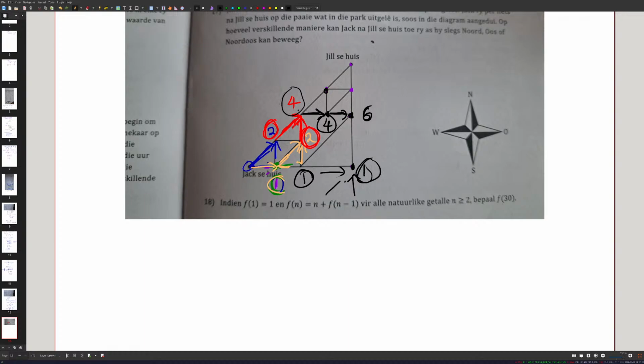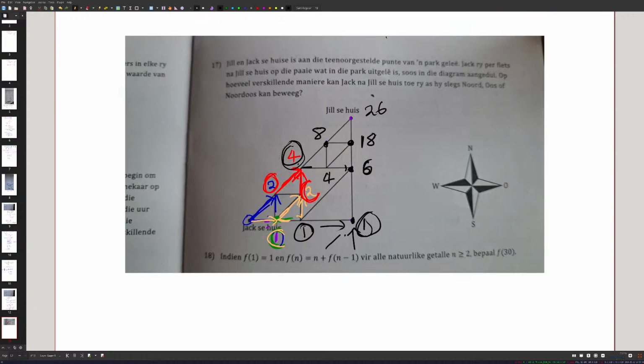For this one, it's the 4 plus 4. For this one, there's 6 plus 4 plus 8 is 18. And for this one, there's 26. And so there's 26 ways for Jack to get to Jill's house. Although why they have it as Jill and Jack and not Jack and Jill is, I don't know. It's unacceptable.